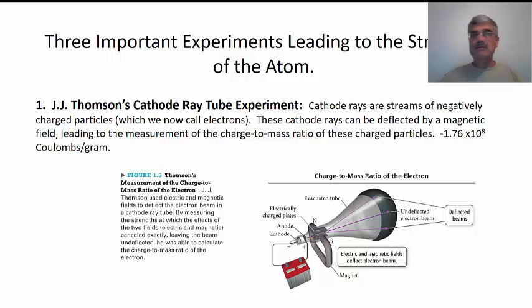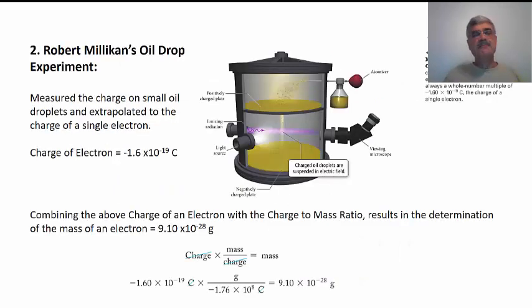It wasn't the charge of an electron or the mass of an electron, but the ratio of the charge to mass. The next experiment was that by Robert Millikan, the oil drop experiment, where he measured the charge on small droplets of oil going through an apparatus such as shown here. And he was able to extrapolate to determine the charge on individual electrons.